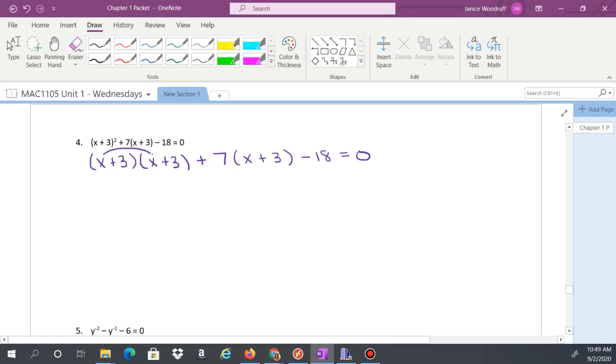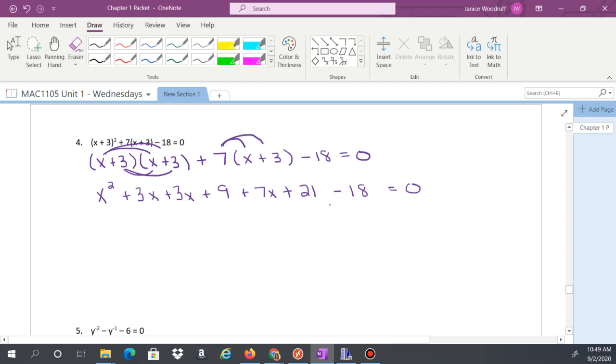So I have here x times x is going to give me x squared. X times 3 will give me a positive 3x. 3 times x will give me a positive 3x. 3 times 3 will give me a positive 9. Then I'm going to have 7 times x, that'll give me a positive 7x. 7 times positive 3 will give me a positive 21. And then bring down that minus 18 and the equal 0.